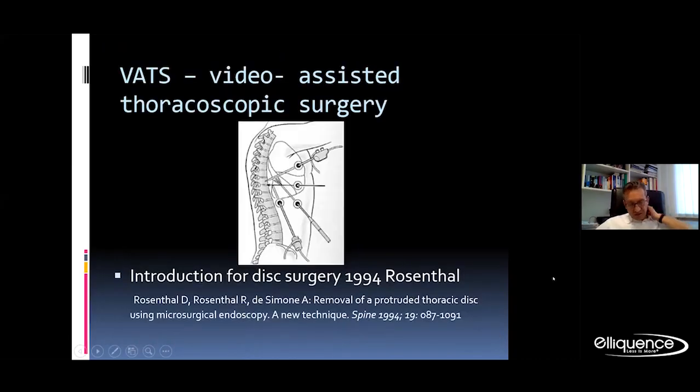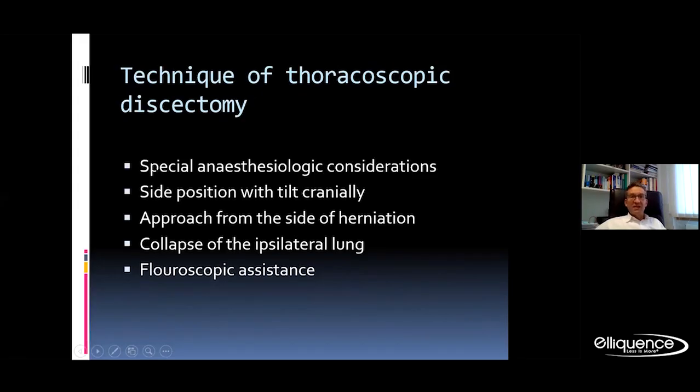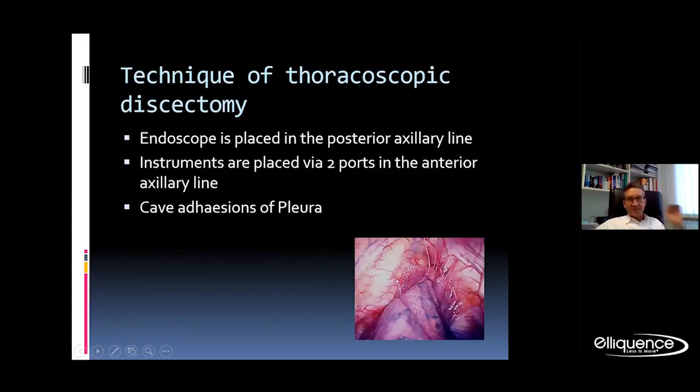So as I told you, the first endoscopic technique had been the video-assisted thoracoscopic surgery. It was introduced by Rosenthal in 1994. It was a smart technique, but nevertheless, you need very special anesthesiologic considerations. You do it in side positioning, you do the approach from the side of the herniation, and you have to collapse the ipsilateral lung, and besides this, you need fluoroscopic assistance.